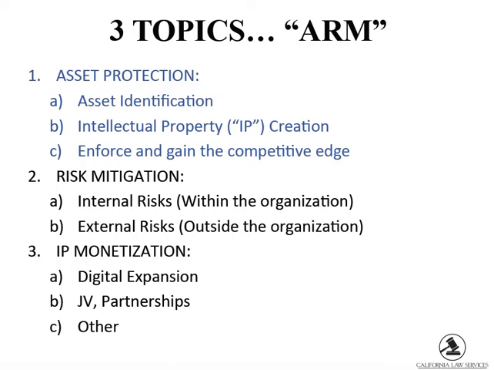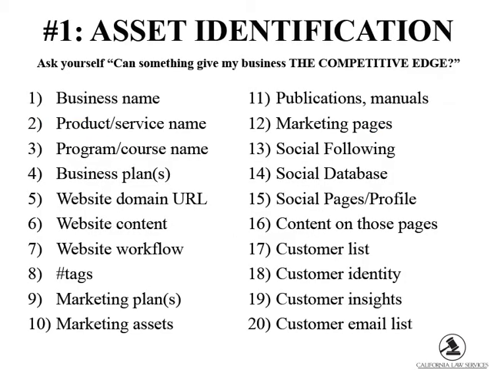So, three topics: ARM. A is asset protection, R is risk mitigation, and M is IP monetization. Sorry, I said B, it's R. So, asset protection, we're going to focus on asset identification, intellectual property, which is called IP creation, and enforcement of these rights so that you can gain the competitive advantage in your business.